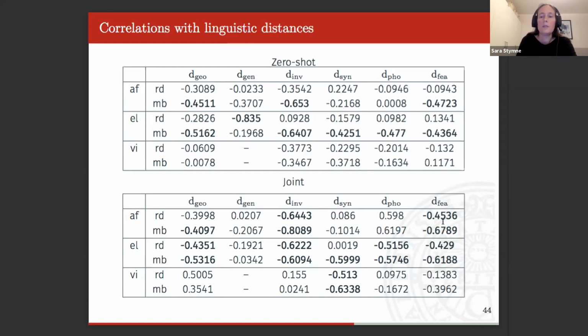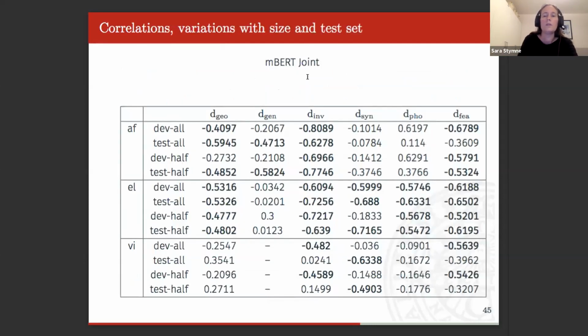But overall, the featural distance is often quite strong, so that's a combination distance. And then we also, this is only for the joint mBERT model, compared the two test sets, the dev set and the test set of these languages. And we also compared using all the data and half the data, as I mentioned.